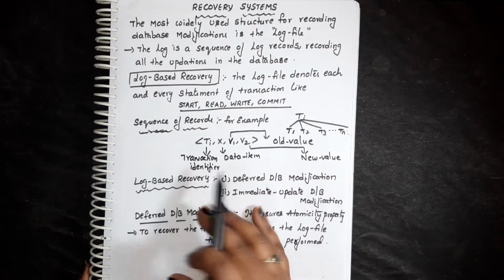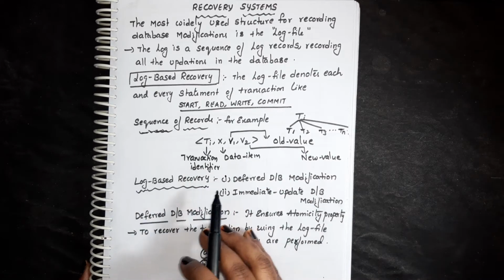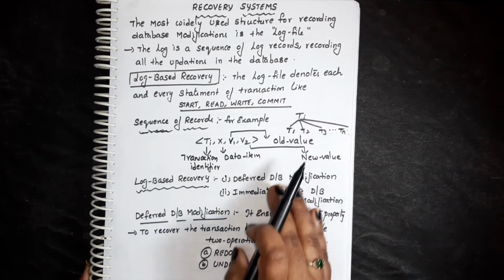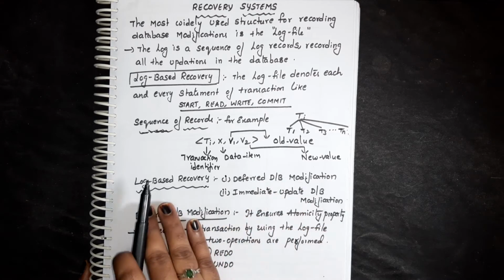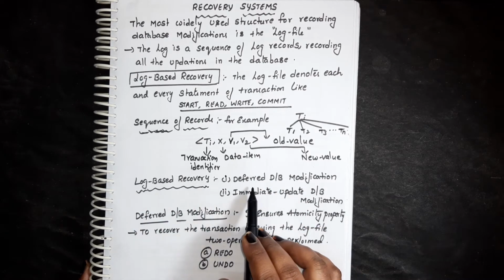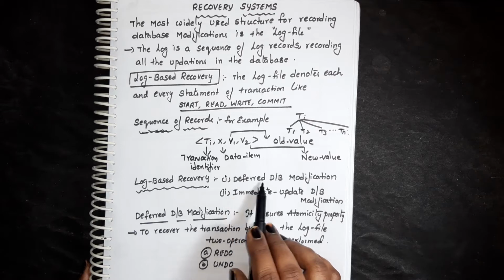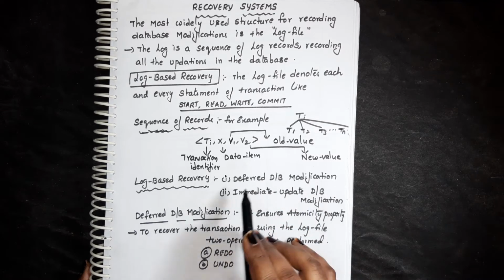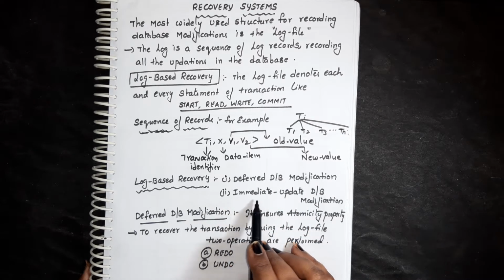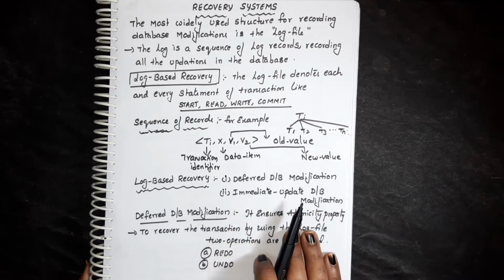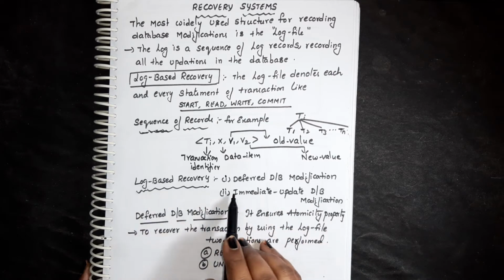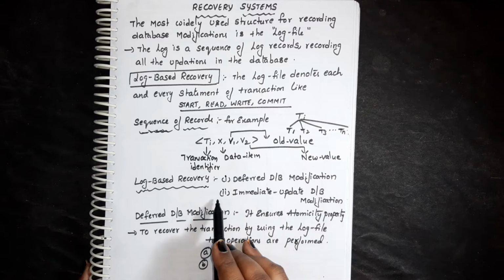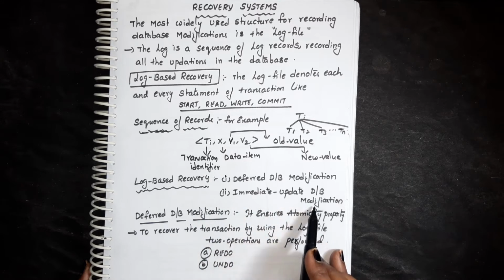Then coming to log based recovery. How many types of methods are used for log based recovery? The first one is called deferred database modification, and the second type is known as immediate update database modification. The first one is the deferred database modification and the second one is the immediate update database modification.